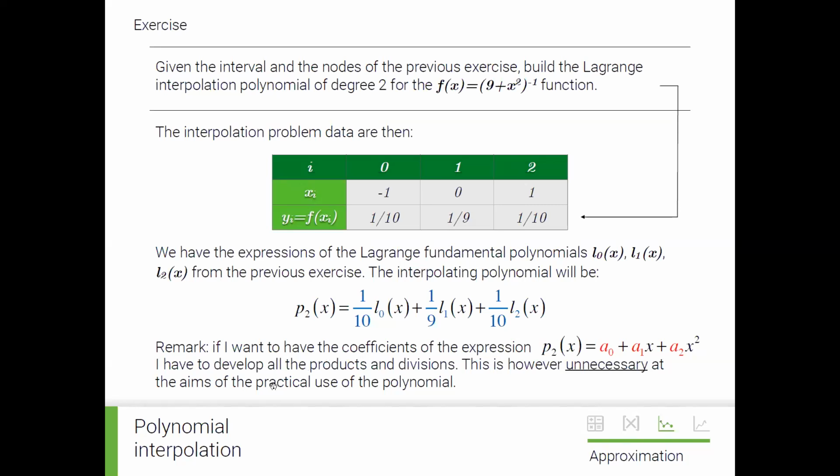And now remark, if you want to have the coefficients of expression P2, there are coefficients A0, A1, and A2. In our case, it is 1 over 10, 1 over 9, and 1 over 10, yeah? So we have to develop all the products and divisions. This is, however, unnecessary for the aims of the practical use of this polynomial.